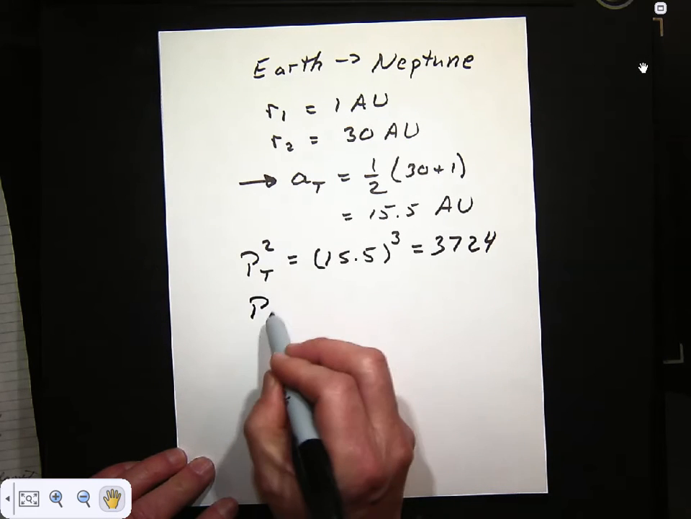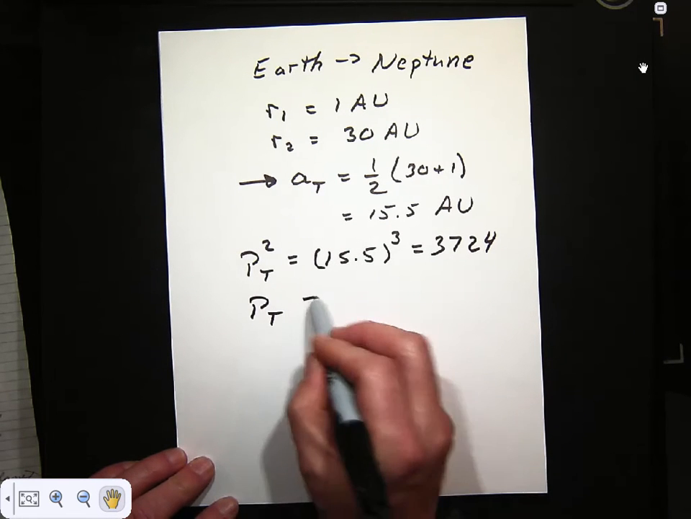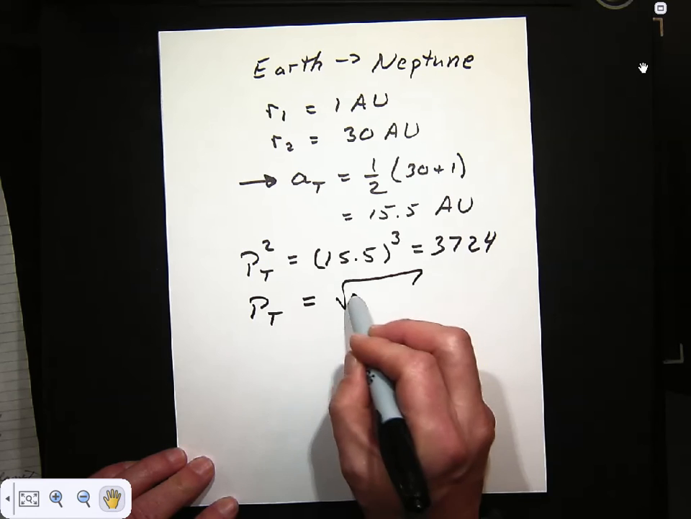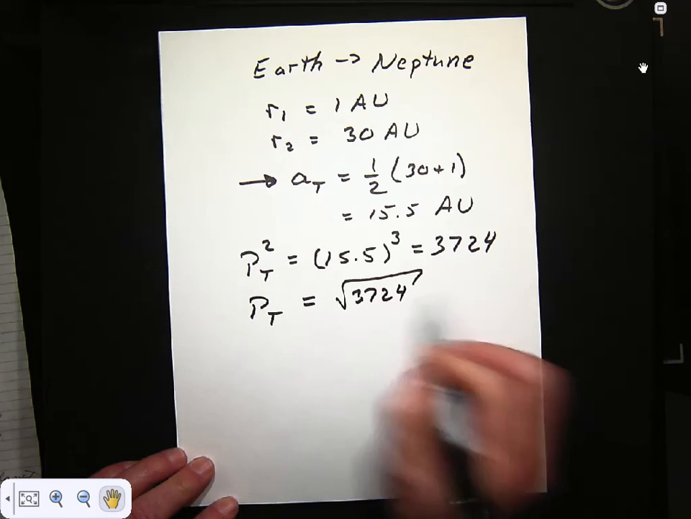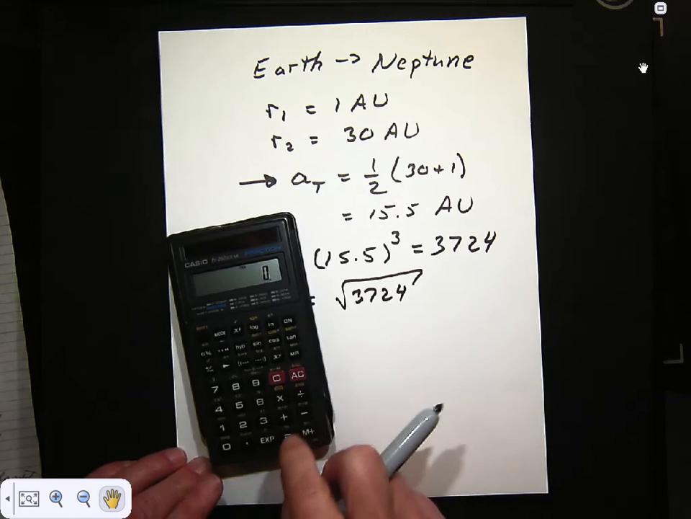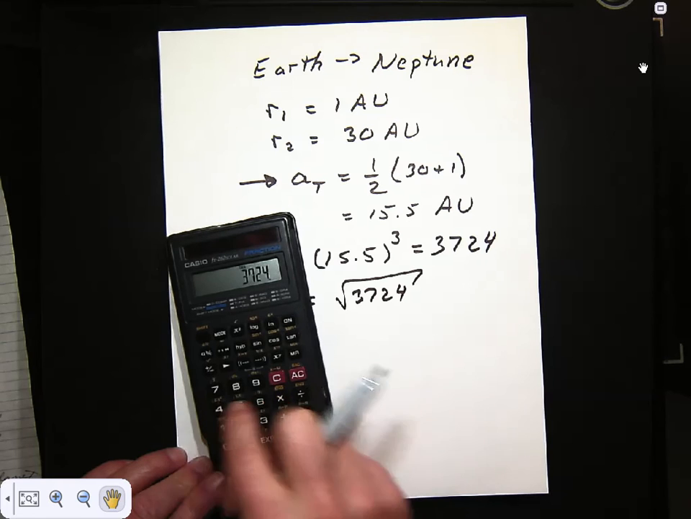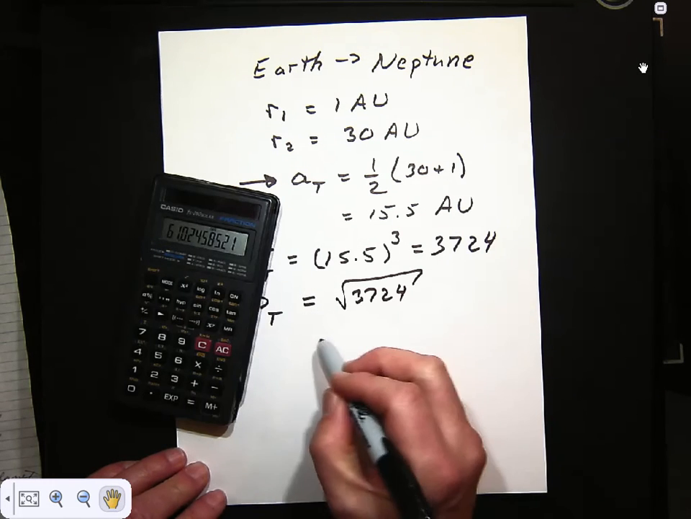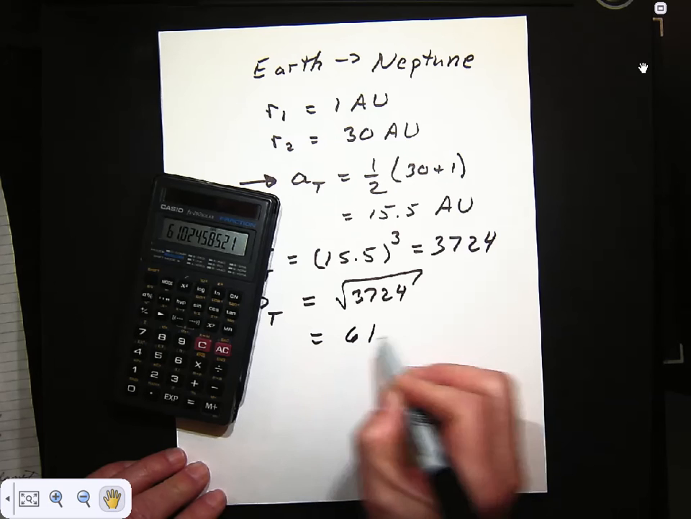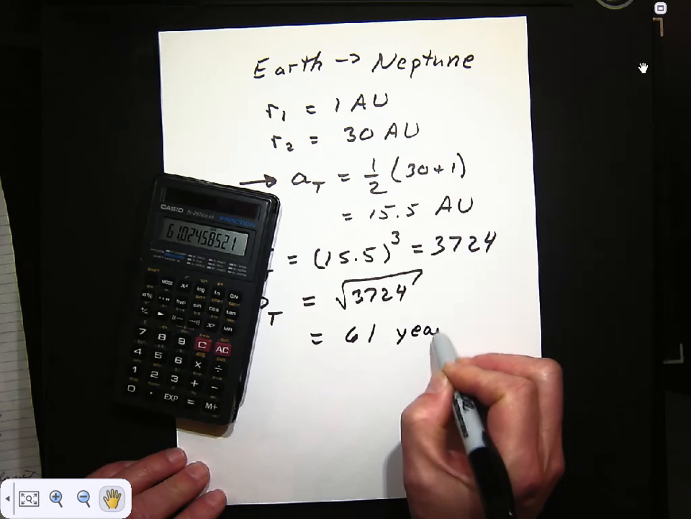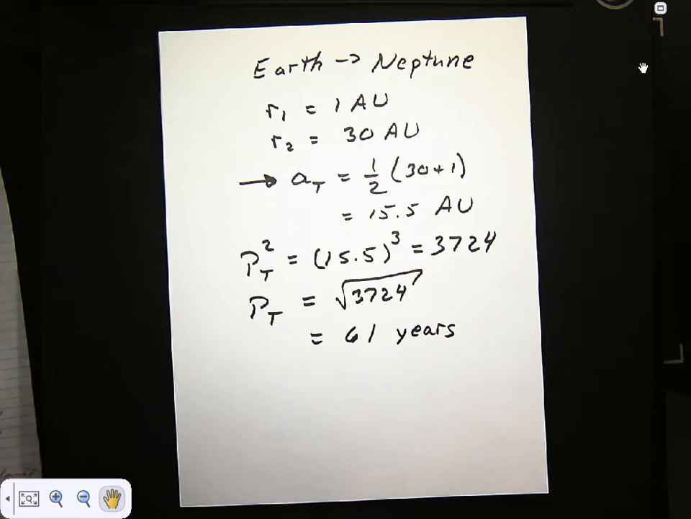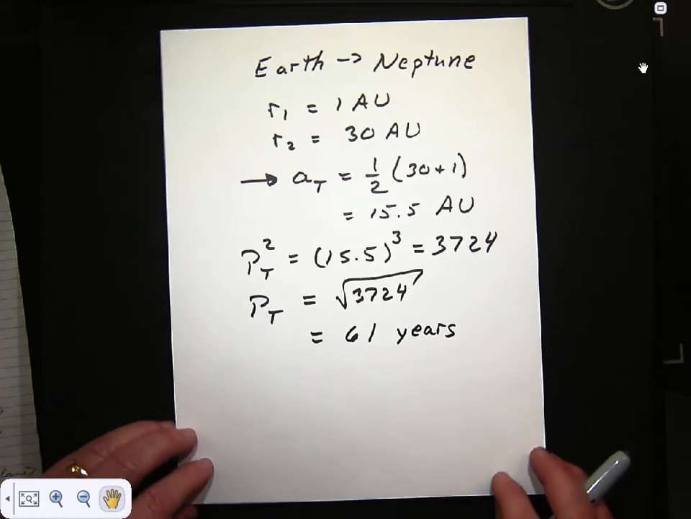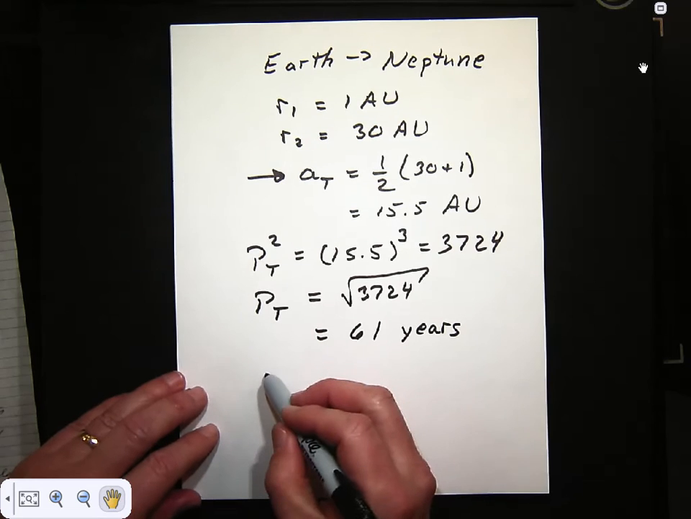Well, the period for the transfer orbit is then the square root of 3724. I calculate that again. Square root is here with a shift. I get 61. This number, 61, is in years. But as I said, that's the round trip time. That's the full orbital period. The time it takes to get around the orbit one full time.